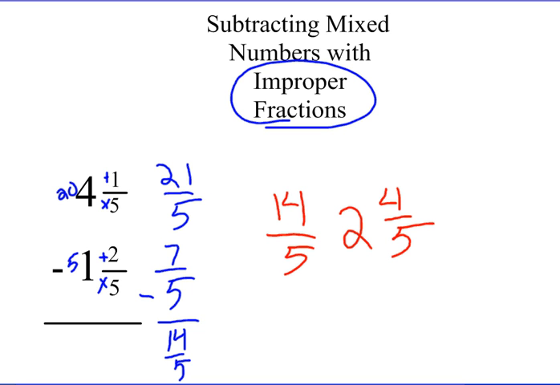So when you change a mixed number to an improper fraction to subtract, you do not in fact have to worry about borrowing or regrouping. You just have to worry about changing the improper fraction back to the mixed number, and then you have your answer.